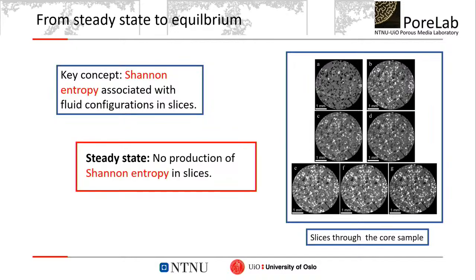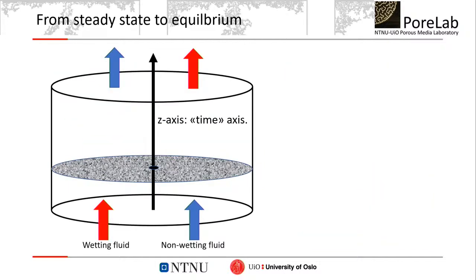And in steady state, there is no production of Shannon entropy in the slices. You will not be able to say which one came before another one here. There is no production of Shannon entropy in this system. Yes, there is production of molecular entropy because you're turning mechanical motion into heat. But at this coarse-grained level, there is no production of this kind of entropy. So that you can actually use now. You have everything in place to actually construct the statistical mechanics.